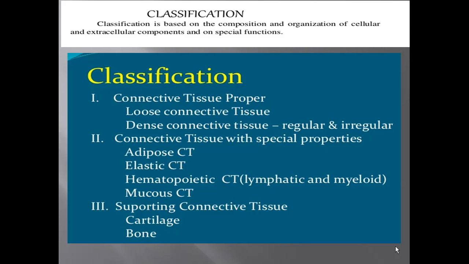It is classified into three main groups. The first is connective tissue proper, which includes loose connective tissue and dense connective tissue, with subclassification into regular and irregular. Then we have connective tissue with special properties, the second type: adipose connective tissue, elastic, hematopoietic, lymphatic and myeloid, and mucous connective tissue. The third one is supporting connective tissue, which is cartilage and bone.